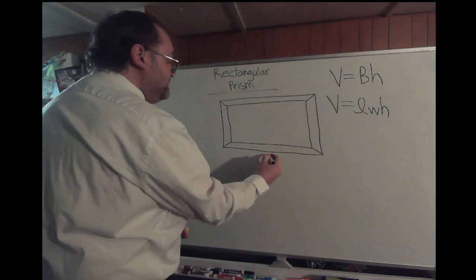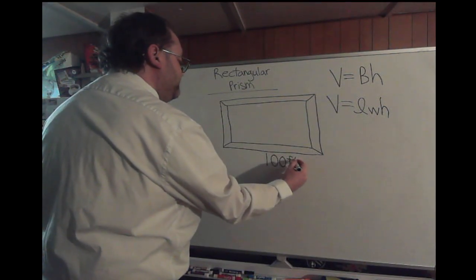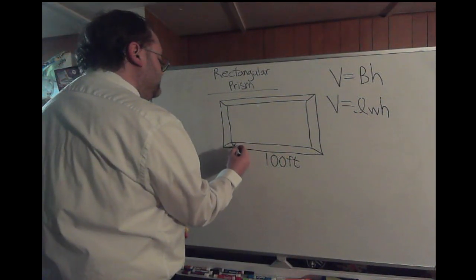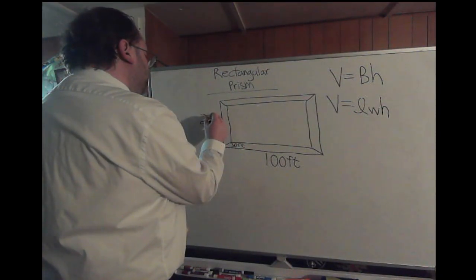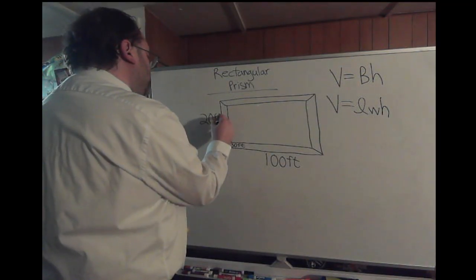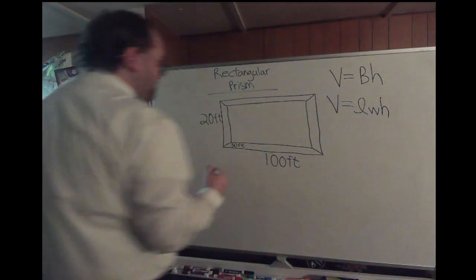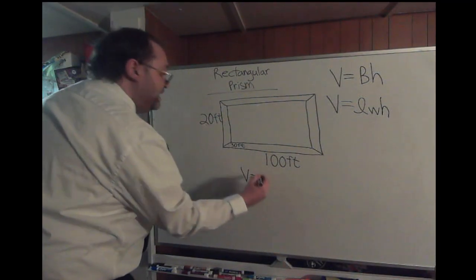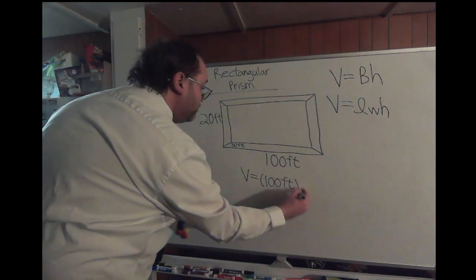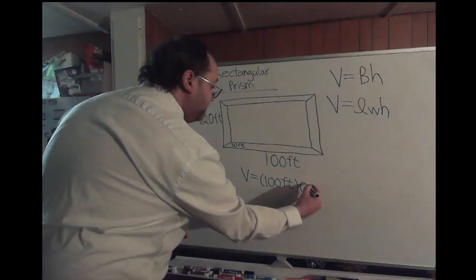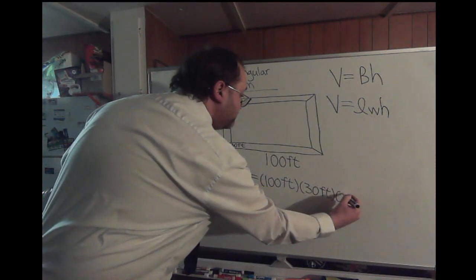So let's say this rectangular prism is a swimming pool. We have a length of 100 feet. We have a width of 30 feet. We have a height of 20 feet. So it would be 20 feet deep. What would be the volume? So the volume is going to equal your length, which is 100 feet, times your width, which is 30 feet, times your height, which is 20 feet.